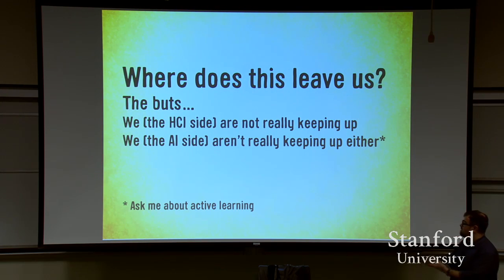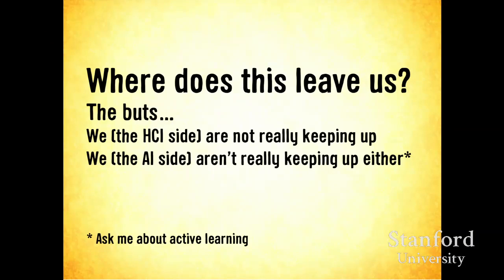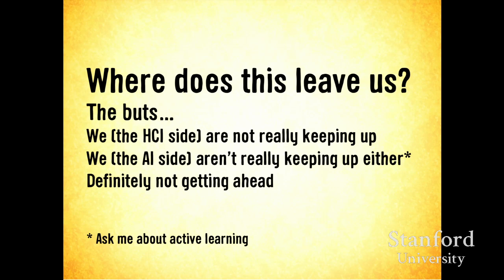I think on the AI side, there are also lots of problems. We on the AI side are not really keeping up with new developments in HCI, not really thinking about these. So you can ask me about active learning later. This is one of my key triggers in AI. And I think in both cases, we're definitely not getting ahead. We're definitely not thinking 5 years ahead about what this is going to look like. And I think we could do better there.